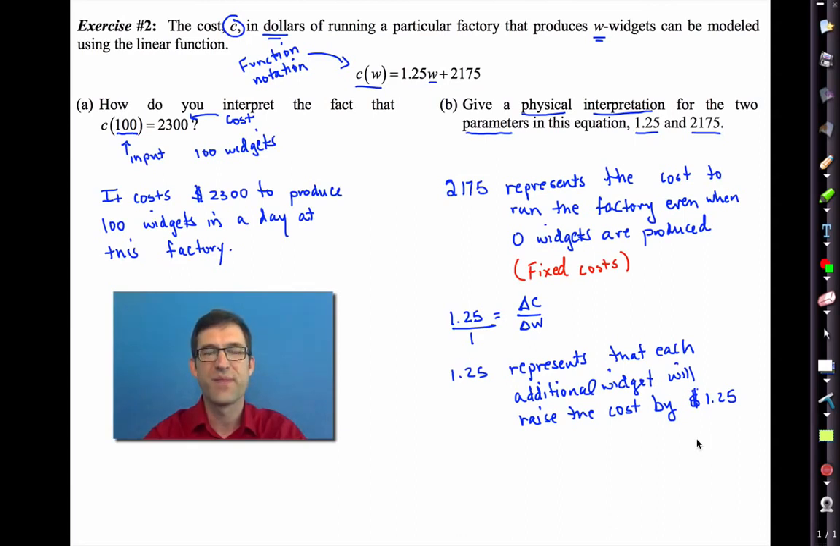All right. So each widget that's created, right, an increase in one widget represents an increase in cost of $1.25. Okay. And slope always has an interpretation like that. As this thing goes up by 1, this thing goes up by whatever. All right. So pause the video now, write down whatever you need to.